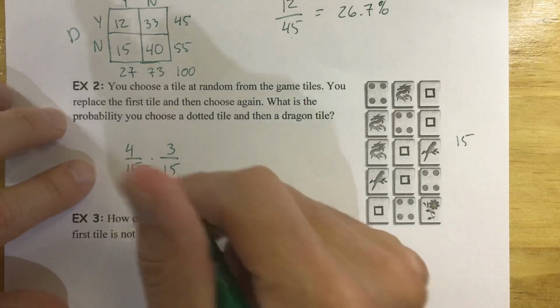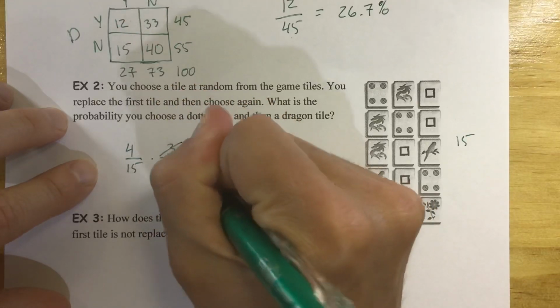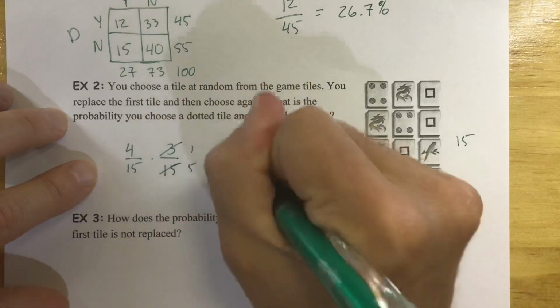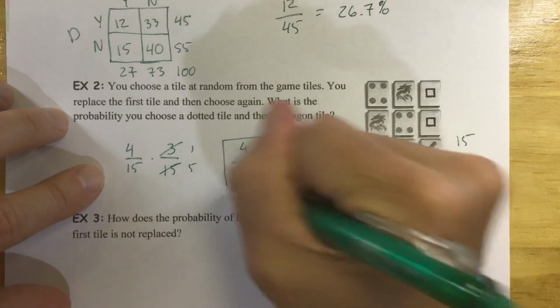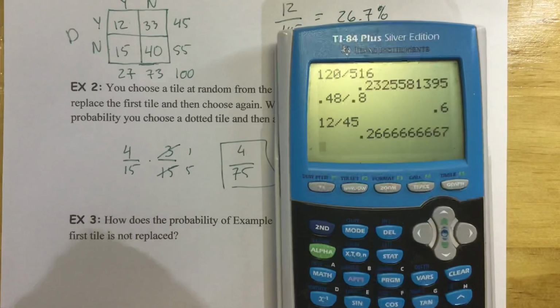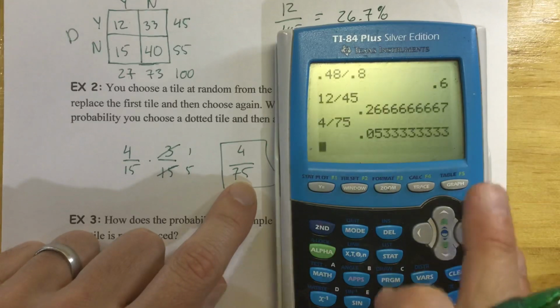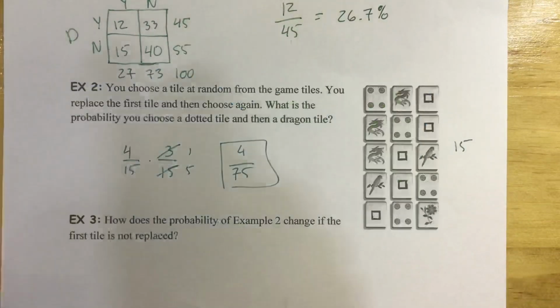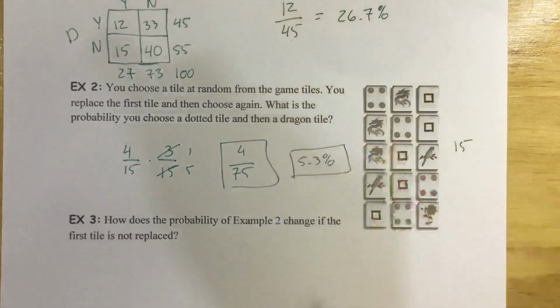But a little bit of mental math is kind of helpful here. That actually reduces down to just 1/5. So you get 4 over 75. Or if you want to see it as a percentage, most of the other notes this week have been percents. 4 divided by 75 is going to be about 5.3%. So that works too. Okay, so these are actually independent events because they're replacing.